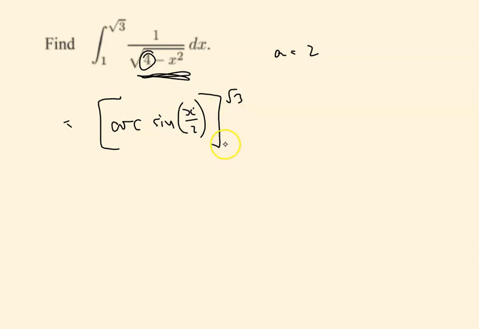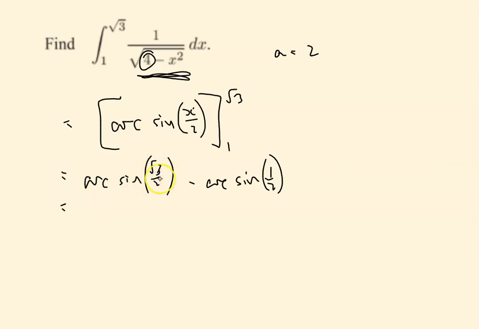So we have between root 3 and 1. So substitute the root 3 first in place of x. We get the arc sine of root 3 on 2, take away the arc sine of 1 on 2.